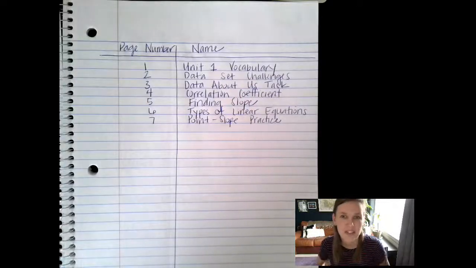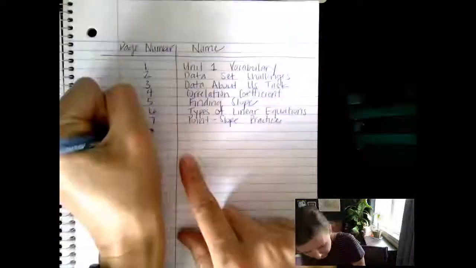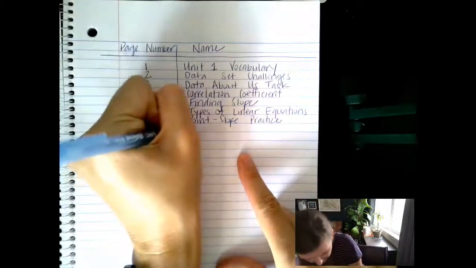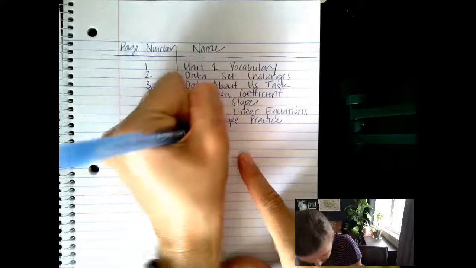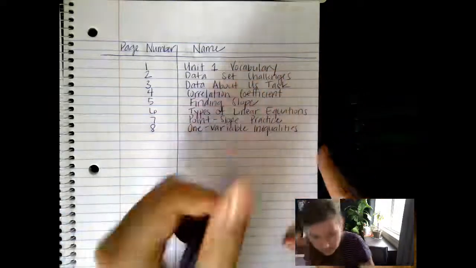Hi, Advanced Algebra students. Today we are adding page 8 in our notebook, one variable inequalities. Be sure you add it to your table of contents as well. And then when you are ready, turn to that page and get it titled.